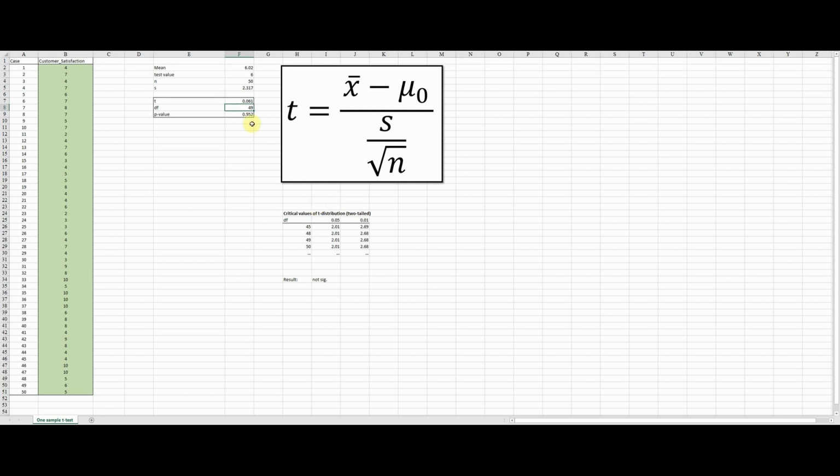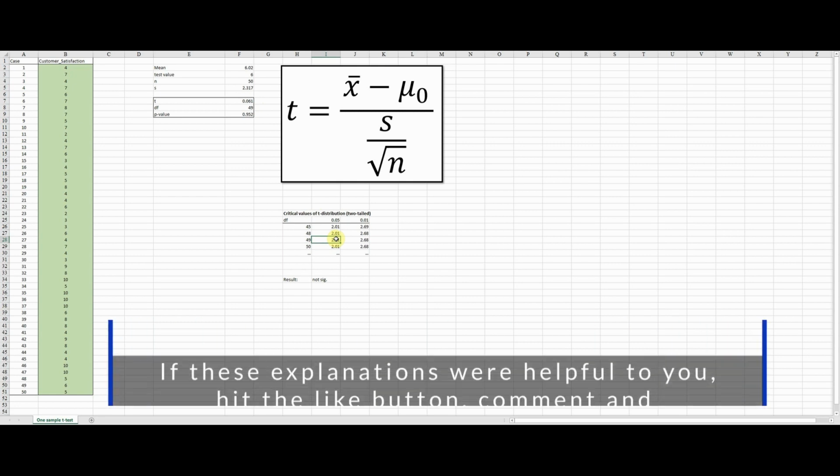But if you have to look it up in a table, the critical values table of the t-distribution, you would first look at the correct row. So we have here the degrees of freedom, 49, and then you would search the intersection with your chosen alpha level, 0.05, and we see it's 2.01, and our t-value is 0.06. So the t-value is below the critical t-value, meaning it is not significant.